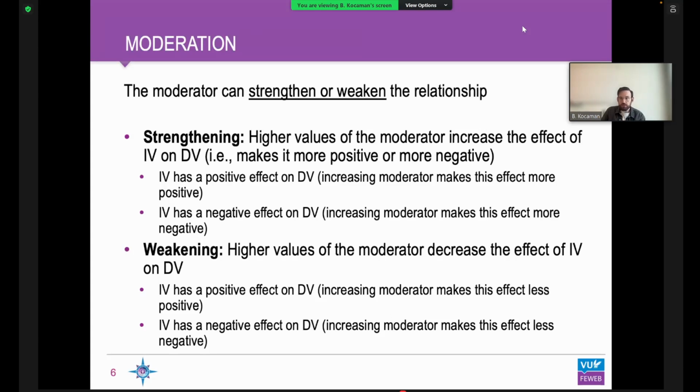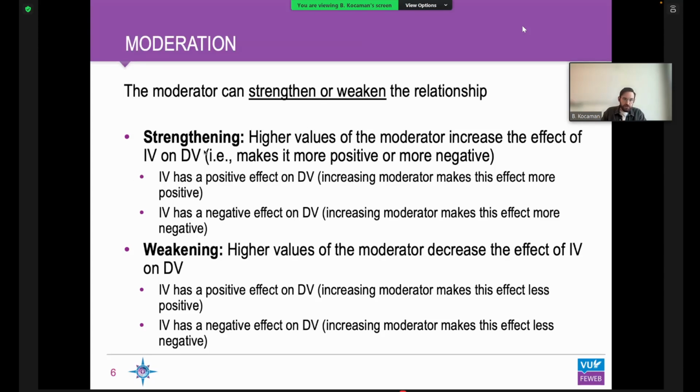Good. So we talked about what moderation is, right? In general. Now let's add on to that. As we said, a moderator changes or modifies the relationship between two variables. It can have a strengthening or weakening effect, or no effect. So it might be that this is not a moderator, but if it is a moderator, meaning it is significant, then it might have a strengthening or a weakening effect.